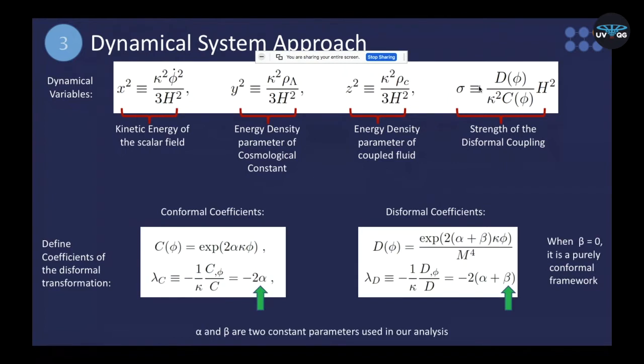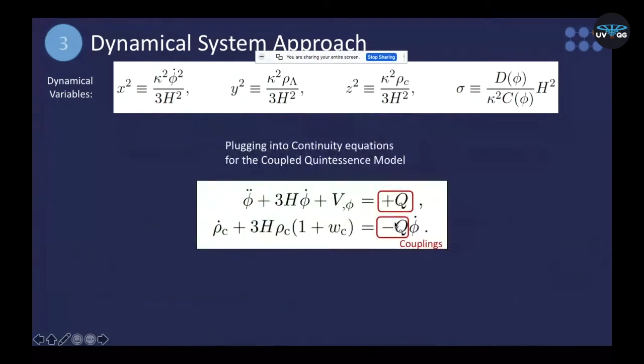Also, because we are dealing with the disformal transformation, I mentioned the first point, we have to specify the conformal coefficient and the disformal coefficient. But essentially, we will be dealing with alpha and beta, which are two constant parameters used in our analysis. When we set beta to 0, we have a purely conformal framework. And the last thing I would say here is note the m, mass, which influences the disformal coefficient.